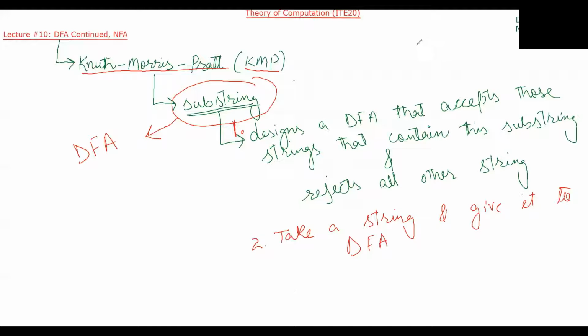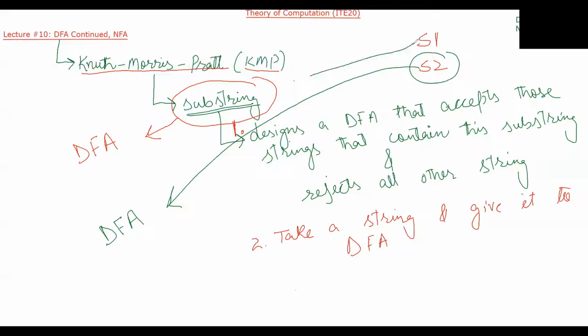It has input to this DFA that we have created in the first step. Okay, so let's say we have string s1 and I have to find whether s2 is there in s1 or not. So what this algorithm is saying is that first design a DFA for this particular string s2, and then take this particular string s1 and give it as input to the DFA.